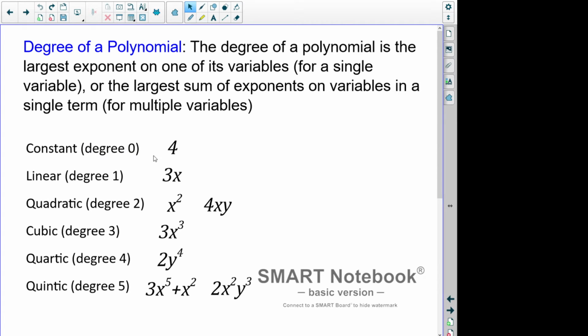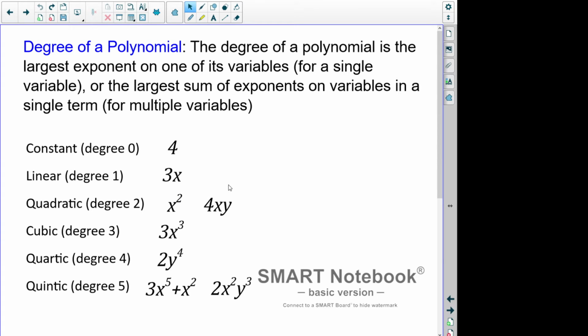So here we have, there are no exponents here, right? There's just a number, there's no variable. So we call this a 0 degree, or we call this a constant. And so this is a constant monomial right here. If it is just an exponent of 1, we call that a linear. If we graph that, it would make a straight line. Degree 2, we call a quadratic. So here's x squared, that's a quadratic, right? It's degree 2, exponent of 2.